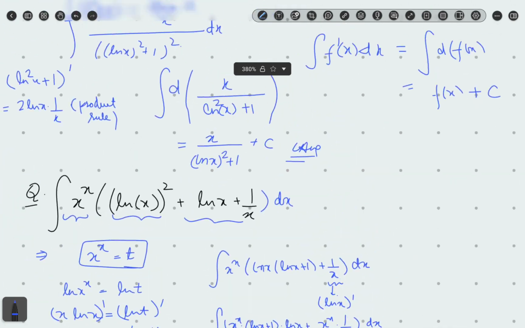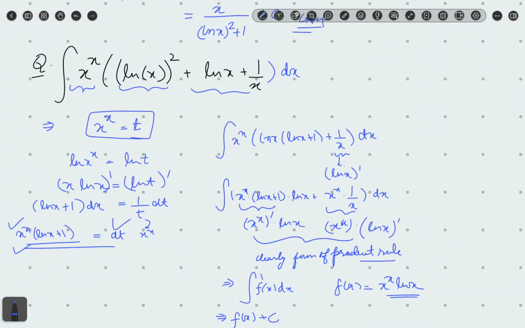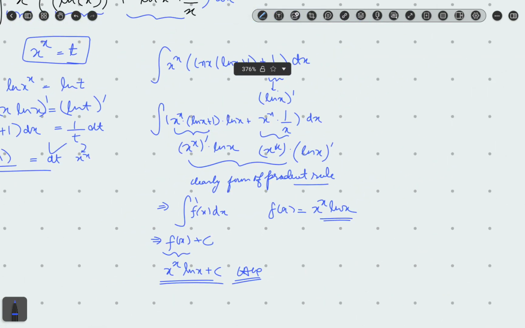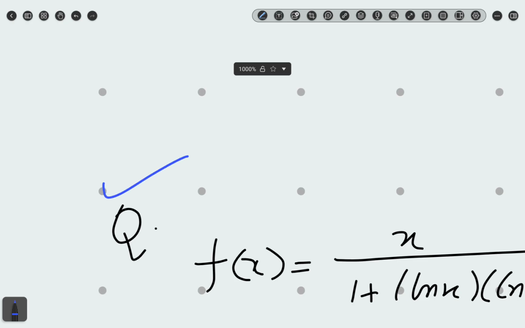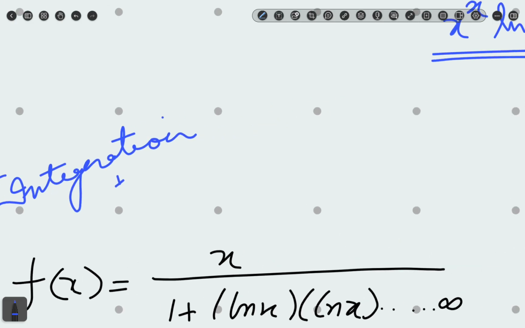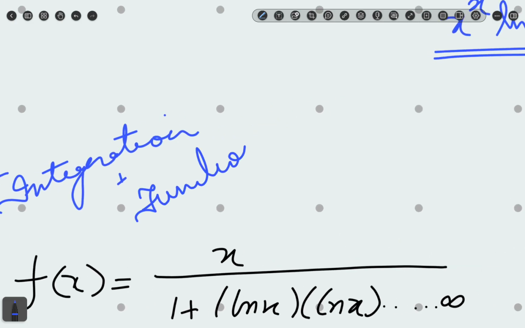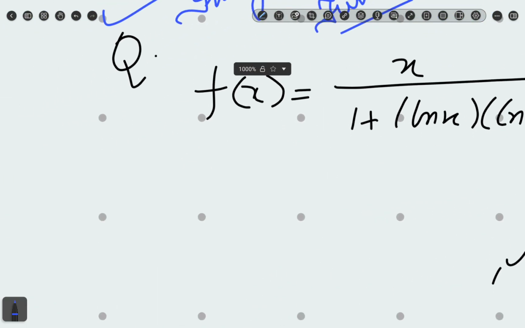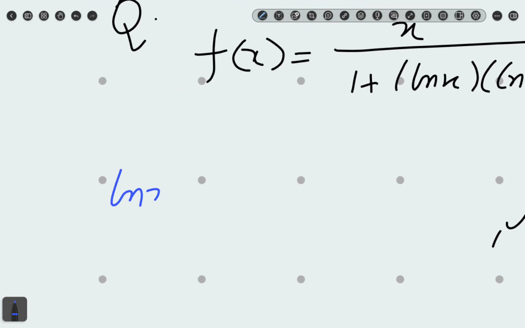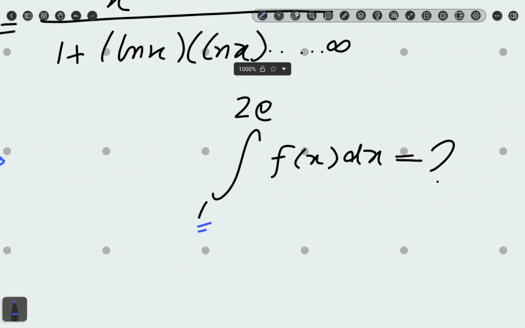So you can see that our motivation with ln x is so simple, right? Now let's see this question. This question is actually integration plus functions, right? So you can clearly see that there is no such form where ln x to the power of infinity could be modified into, right? But see the limits. See the limits.